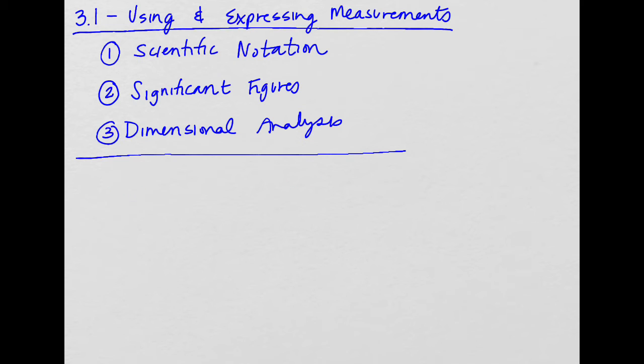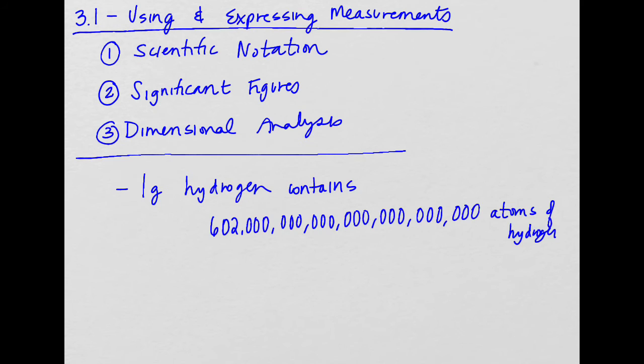So specifically in chemistry, we have very large and very small quantities. For example, the very nice example your book uses is that 1 gram of hydrogen contains this many atoms of hydrogen. So this is just one example. 1 gram of hydrogen contains, I can't even say this number, that many atoms of hydrogen.